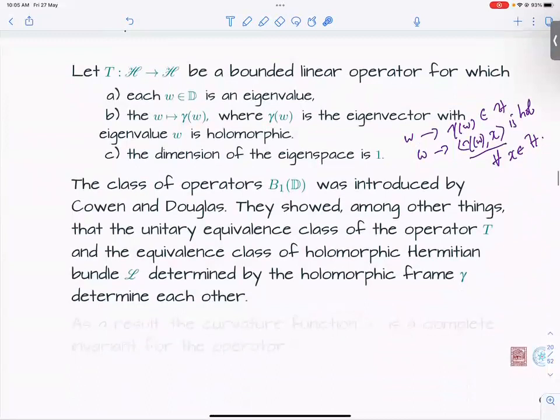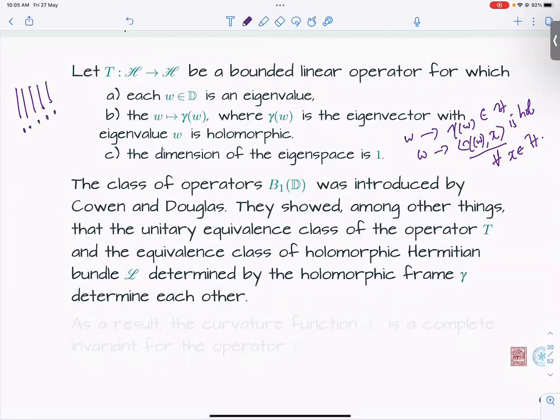The class of operators B1D was introduced by Cowan and Douglas. They showed, among other things, that the unitary equivalence class of the operator T and the equivalence class of the holomorphic Hermitian bundle L determined by the holomorphic frame gamma determine each other. Now, what does that mean? So, like I had drawn that picture, you have these. These are the eigenspaces.